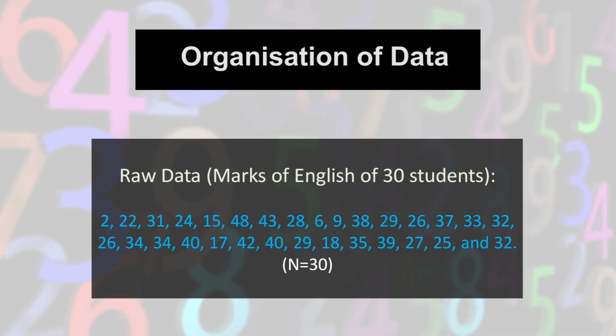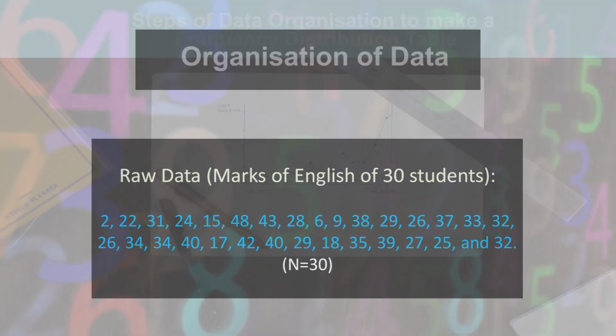So here 30 raw data values are given, and that is the achievement score of 30 students in the subject of English, for example 2, 22, 31, 24, 15, 48, 25, 30. So n is 30. Here the total number of scores is 30. So how can we organize this data to give it more meaning by using certain statistics?